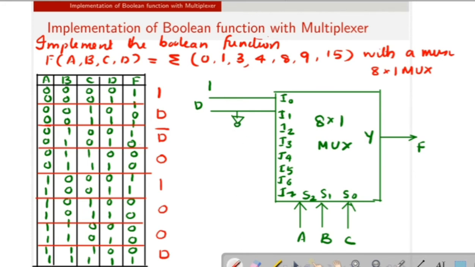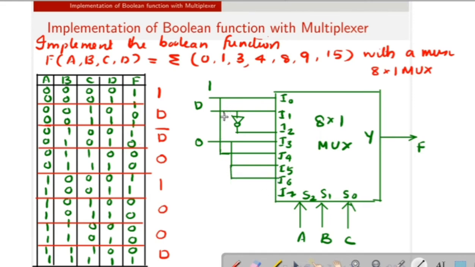Then it is connected to I2, right? Then I3 is 0, so this one is 0. Then I4 is 1, so we can take 1 from I1. So this one, it is connected to I4, right? Then I5 and I6 are 0, so this is connected to I5 and I6.